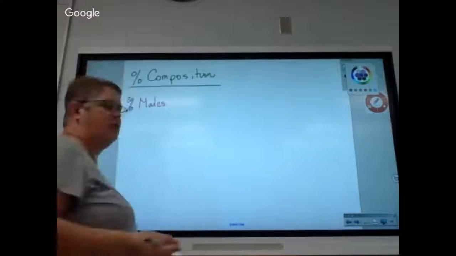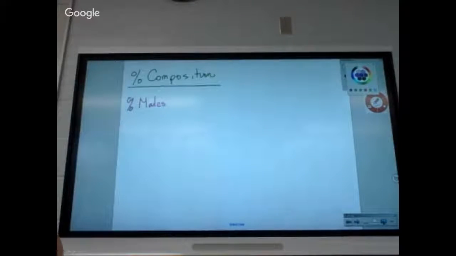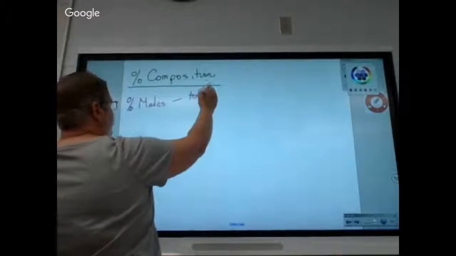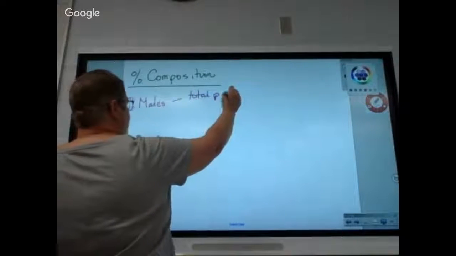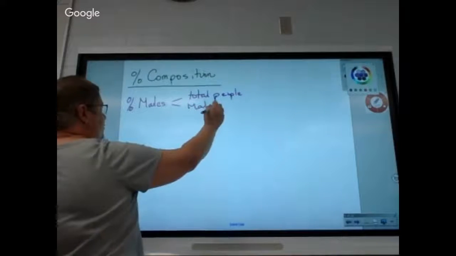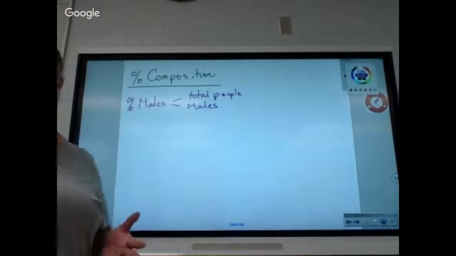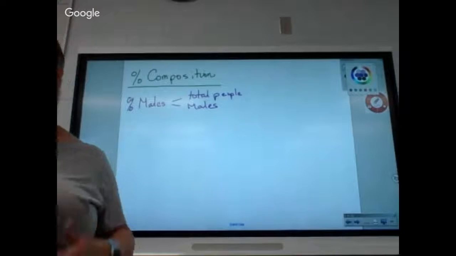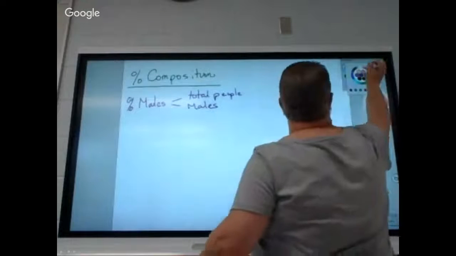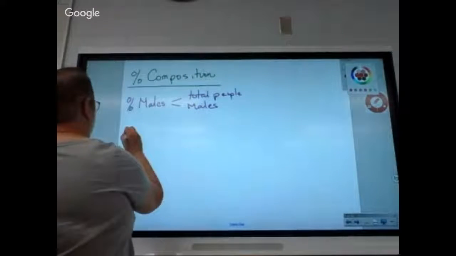So, if I wanted the percent males, what two things would y'all need to know to find the percent males in here? There you go. The total people. Okay. And the males. So, the same concept is going to apply to what we're getting ready to do with compounds. All right.